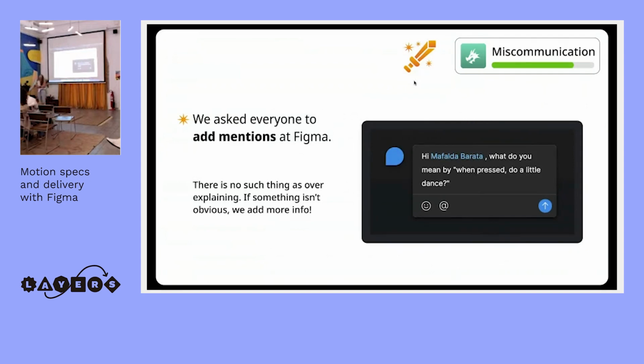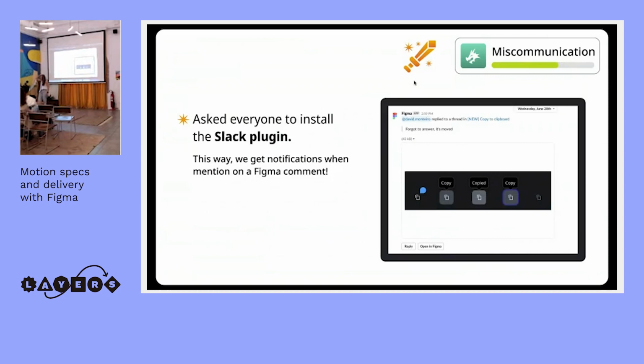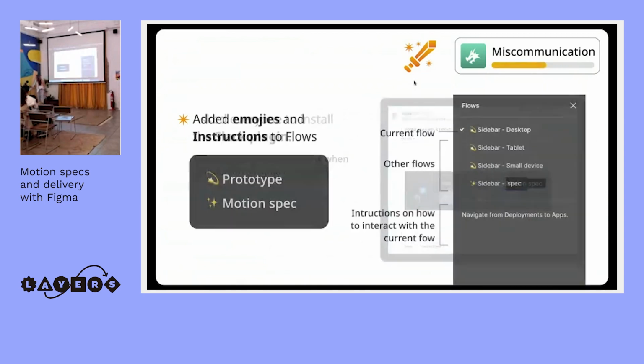We asked everyone to add mentions in Figma, because that's the only way that you're actually going to know if someone is talking about you. And there's no over-explaining. Anything that they could ask of us, they would just add the mention and ask their question. No stupid questions, just ask away. Another thing we realized, we use Slack a lot on our systems, and designers had a Slack plugin, but developers didn't, which means we were getting the messages from Figma in Slack, but they weren't. So this actually helped them a lot.